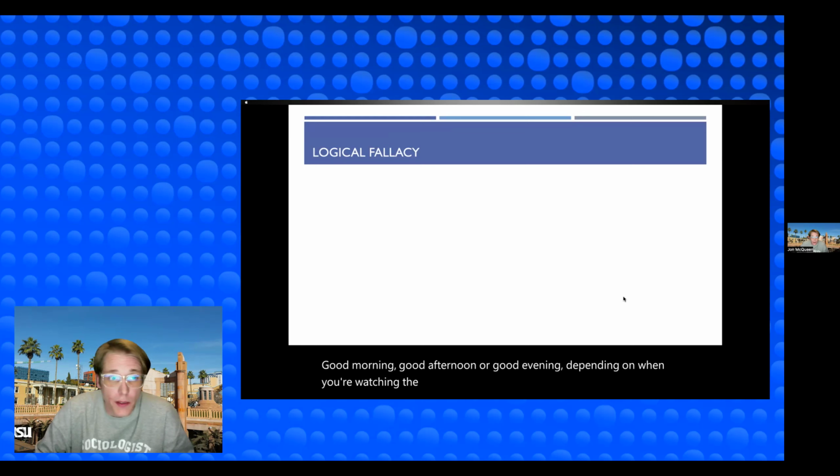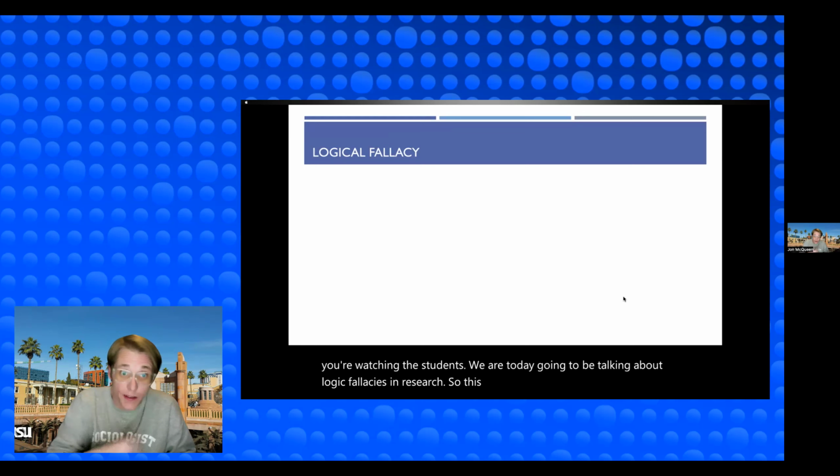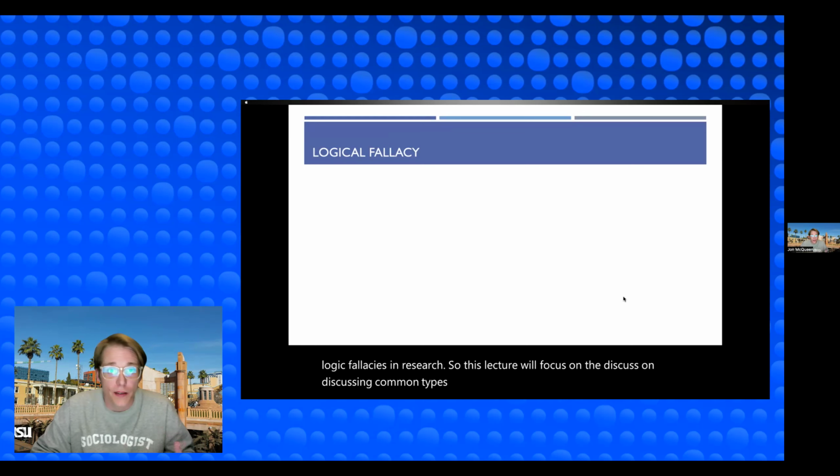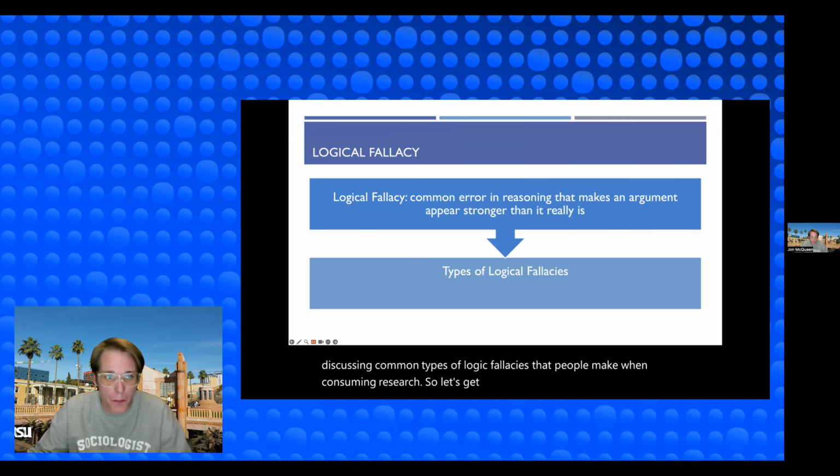We are today going to be talking about logic fallacies in research. So this lecture will focus on discussing common types of logic fallacies that people make when consuming research. So let's get to it, shall we?